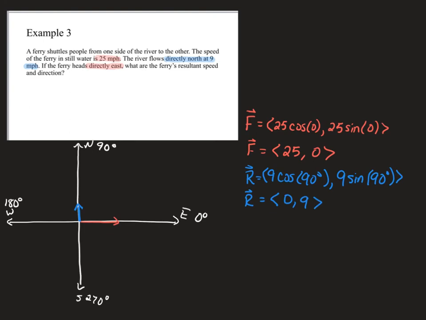And now what we want to talk about is what happens when the ferry is in this river, right? We knew that the ferry was traveling 25 miles per hour directly east, but it is in this river that also has motion involved. So what we really want to talk about is how the ferry is traveling with the river. To do this, we're going to look at their combined vector of ferry plus river.